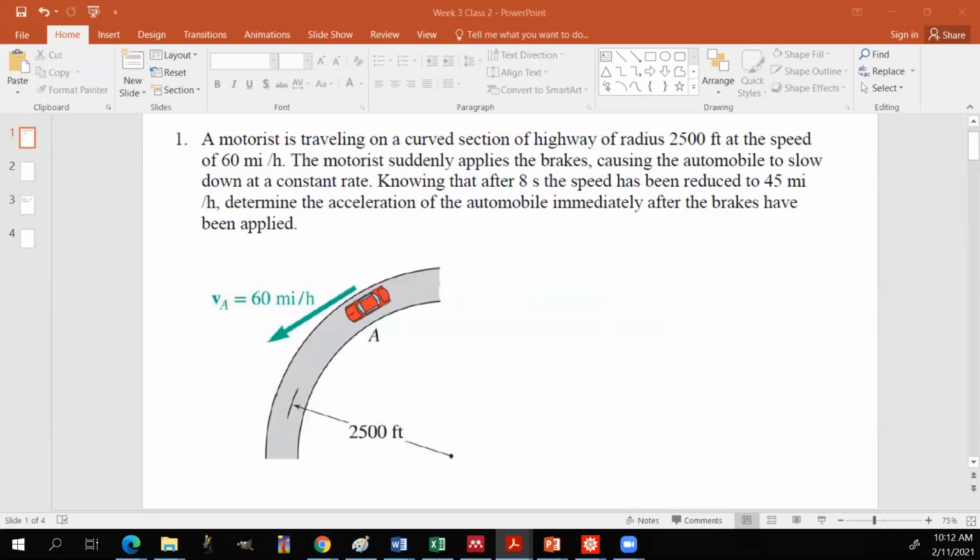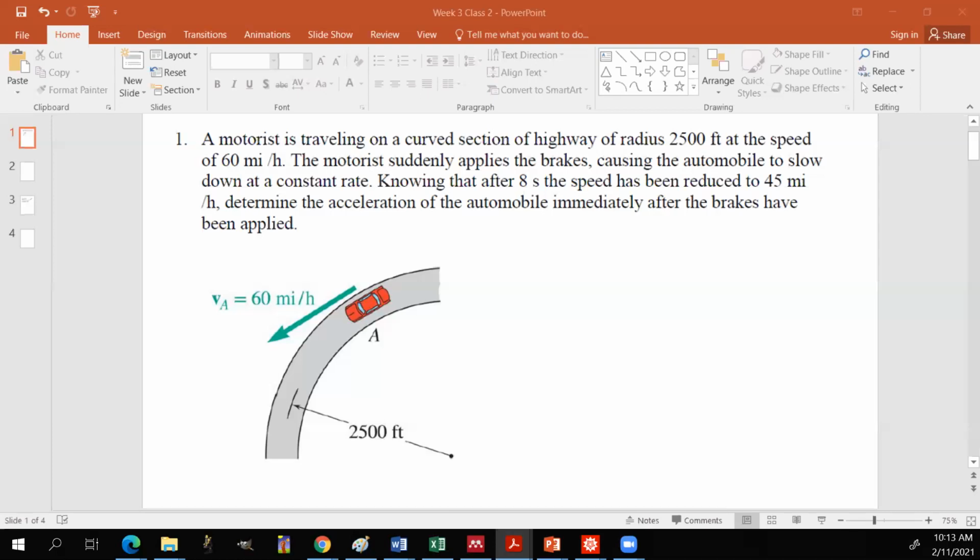So we have a motorist who's traveling on a curved section of a highway of a radius 2,500 feet at the speed of 60 miles per hour. The motorist then suddenly applies brakes, causing the automobile to slow down at a constant rate, so you have a constant acceleration along the curved path. Knowing that after 8 seconds the speed has been reduced to 45 miles per hour, determine the acceleration of the automobile immediately after the brakes have been applied.